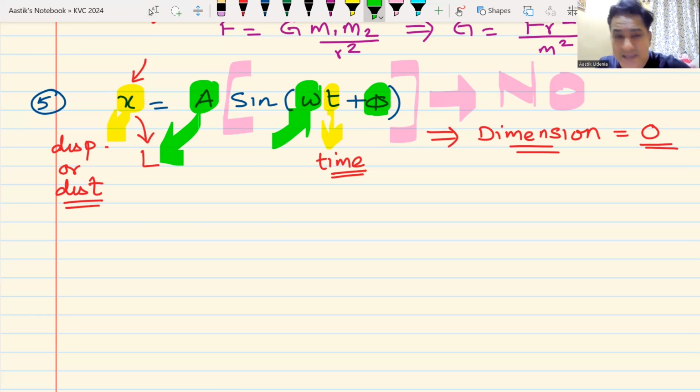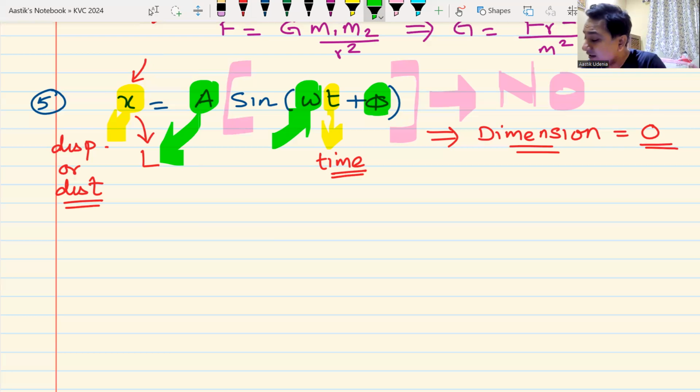A is actually known as the amplitude of the wave, or amplitude of simple harmonic motion. It has the same dimension as that of L, because whatever is after that is dimensionless. It cannot have any dimension. So whatever dimension x has has to come from A.